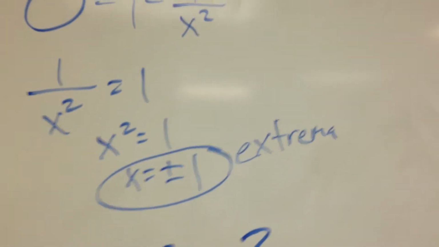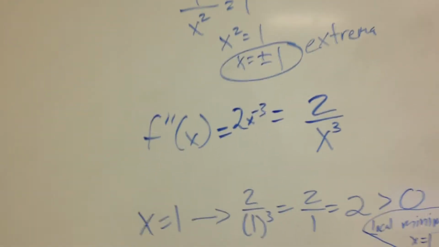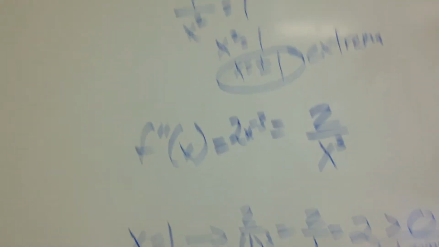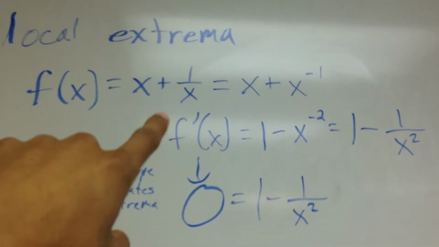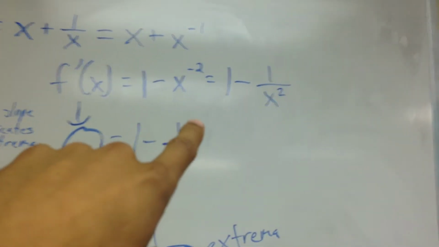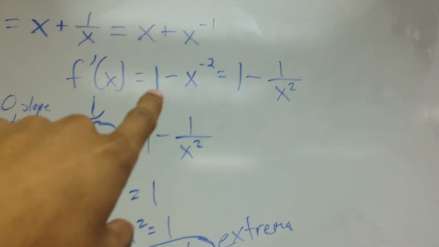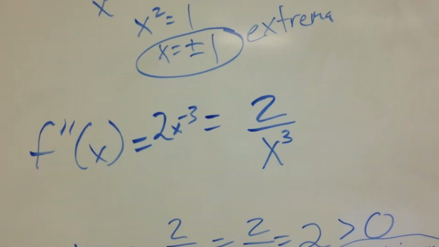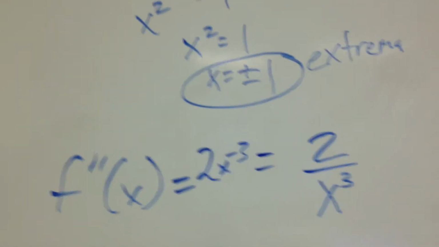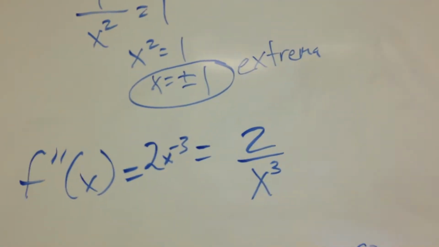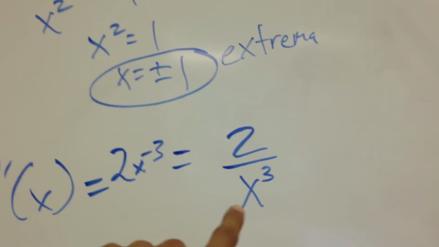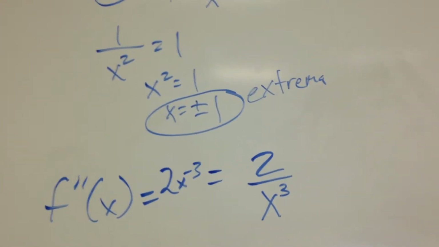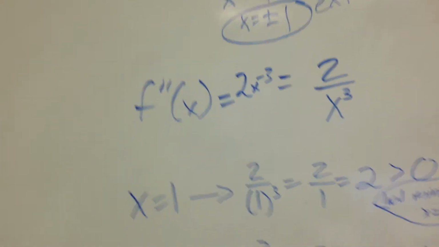But what type of extrema we have depends on our second derivative test, which is performed down here. So starting the second derivative test, we take the second derivative of our first function, which was x plus 1 over x. We take the derivative of that, and we got 1 minus x to the negative 2. And now we take the derivative of that, and we get 2x to the negative third, or 2 over x cubed. Now, what we're going to do with this function is plug our extrema into this second derivative function right here. If we get a number greater than 0, we have a minimum. If we get a number less than 0, it's a maximum. So that's what I perform right here.